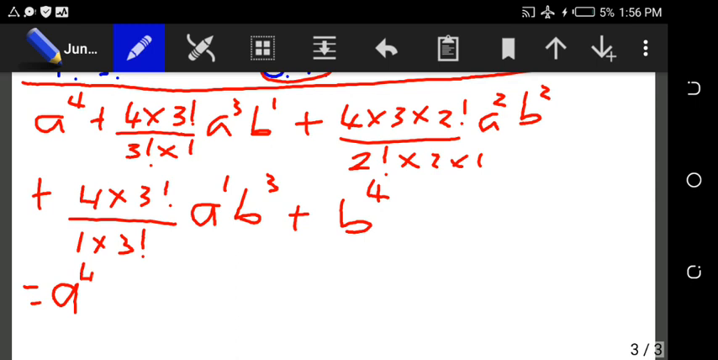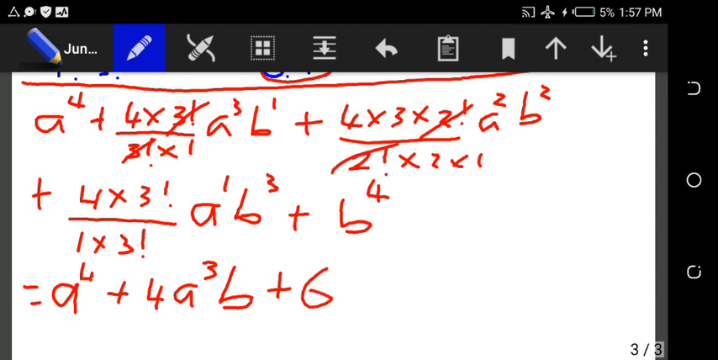We have a raised to power 4, plus, then for here, the 3 factorial cancels the 3 factorial. So we are having 4 over 1, which will give us 4a raised to power 3, b raised to power 1 is still b, plus over to this one, the 2 factorial here cancels the 2 factorial here. So we are having 4 times 3, which is 12 over 2 times 1, which is 2. 12 over 2 gives us 6. So we're having 6a raised to power 2 b raised to power 2.